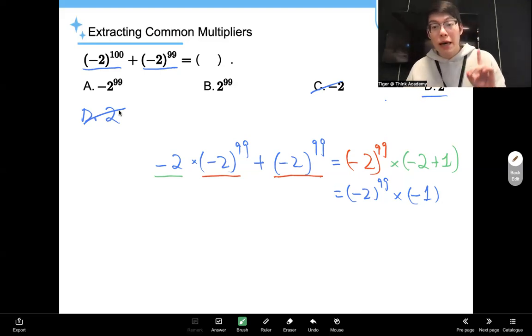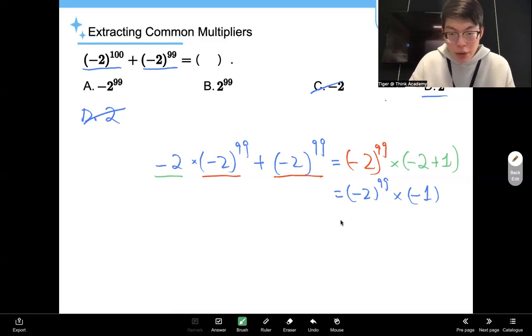And anything multiplying a negative number, if something positive is multiplying a negative number, it's going to be negative. If something negative is multiplying a negative number, it's going to become positive, right? So is -2 to the power 99 positive or negative? It should be negative, right? Because if I have an even power, for example, like power of 2, power of 4, then it's going to be positive. But if I have an odd power for a negative number, it's going to be negative.